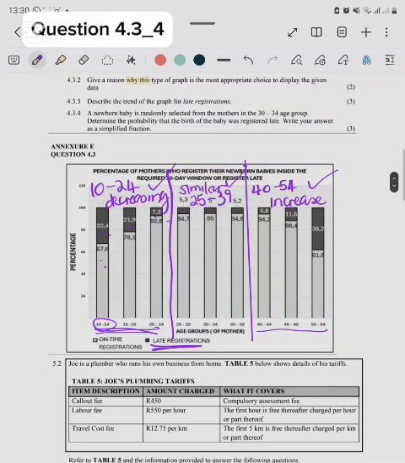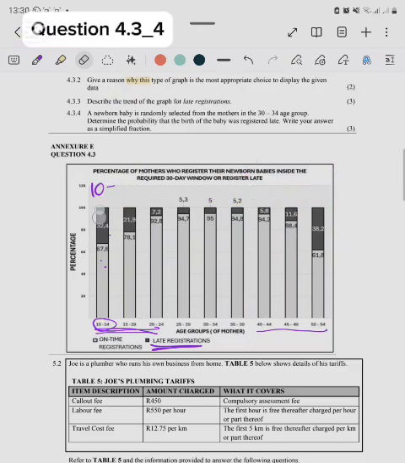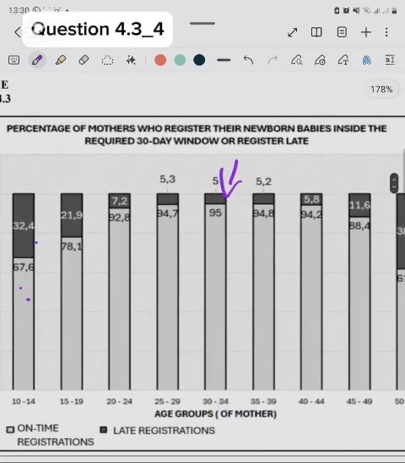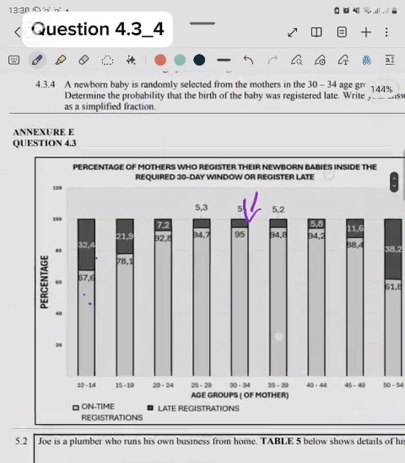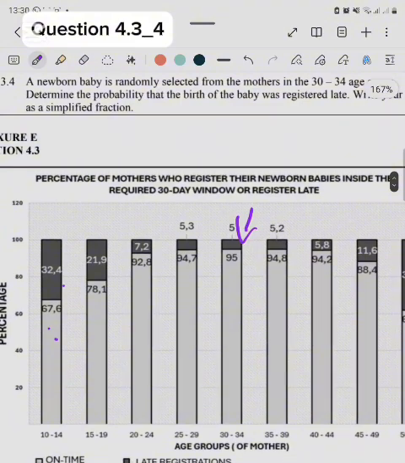Then the last question on this graph, they were asking you if a newborn baby was randomly selected from mothers of the 30 to 34 age group, what is the probability that her baby was registered late? And to write it as a simplified fraction. Well, if we look at that category, 30 to 34, which is over there, you can see there it's 5% are late registered. So that already tells us the probability that her baby was registered late was 5%. But they want it as a simplified fraction.